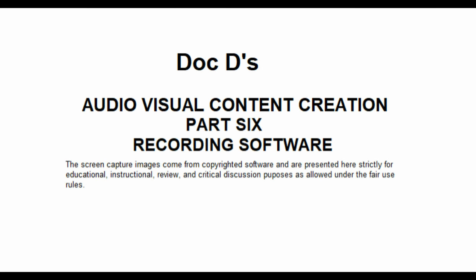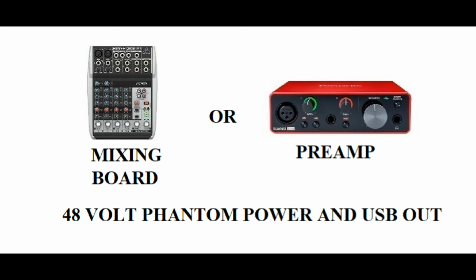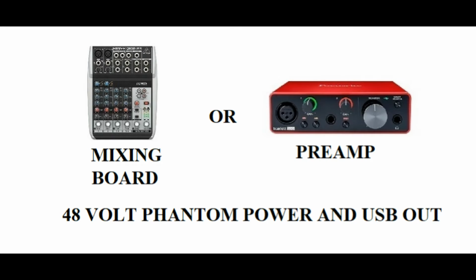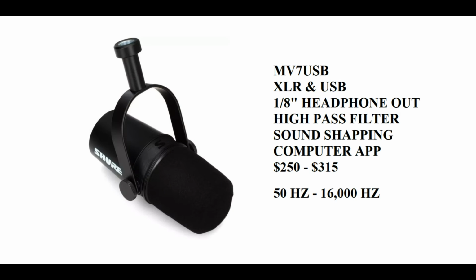Today we're looking at software. For those of you using either the preamp or the mixing board, you're going to need software to do the recording with. This gets installed in your computer. Your mixer or preamp gets connected to your computer via the USB device, and then you put your microphone into the preamp or the mixer.